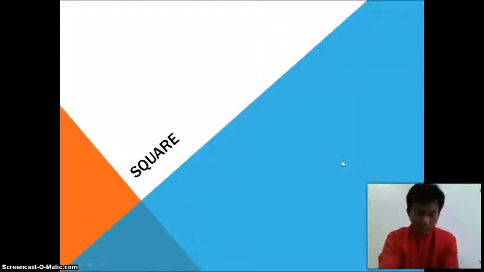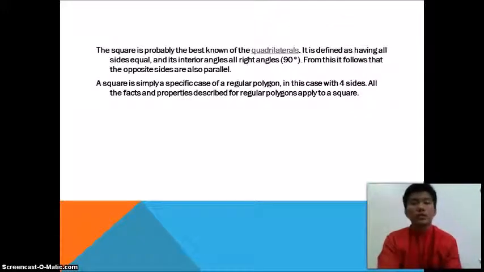That's it. So now we have the square. A square is probably the best known of the quadrilaterals. It is defined as having all sides equal and all interior angles right angles, which is 90 degrees. From this, it follows that the opposite sides are also parallel. A square is simply a specific case of a regular polygon. In this case, with four sides, all the facts and properties described for a regular polygon apply to a square.